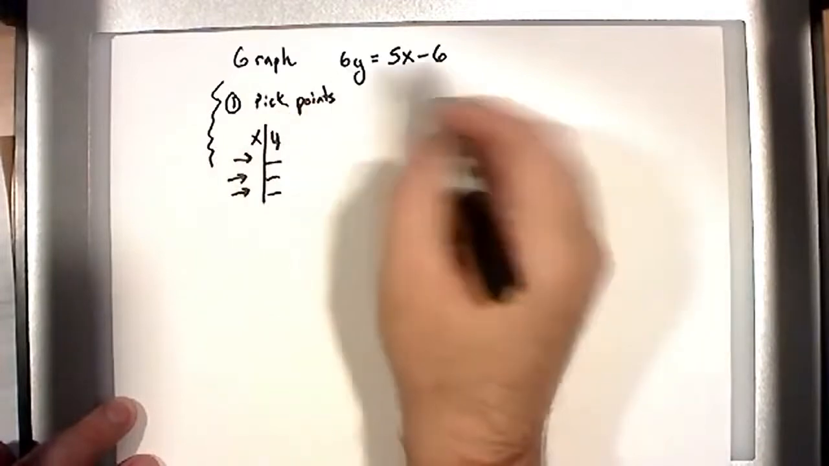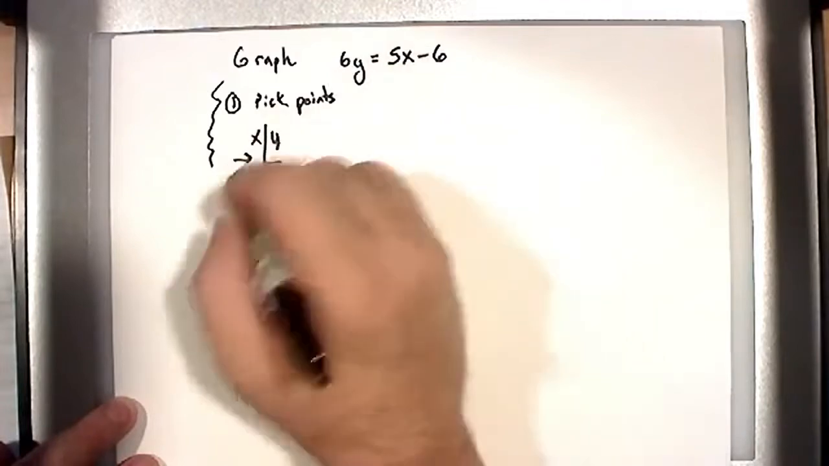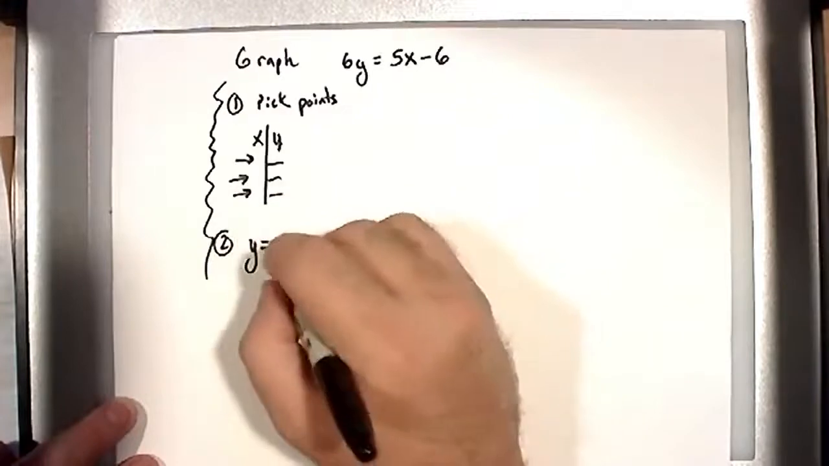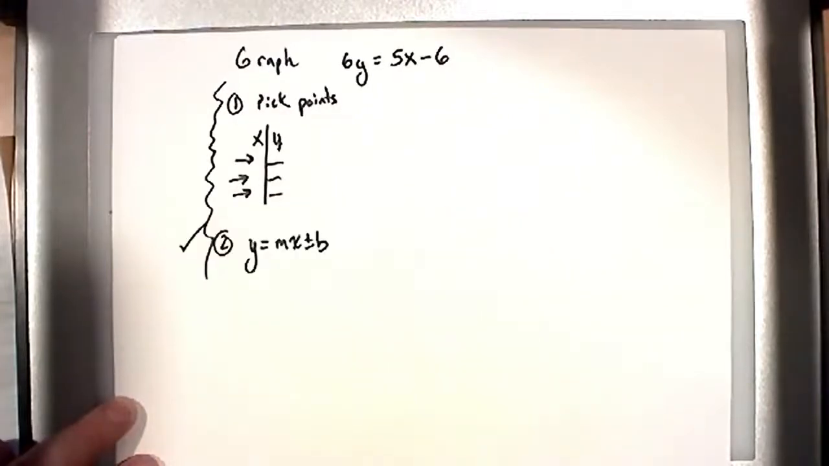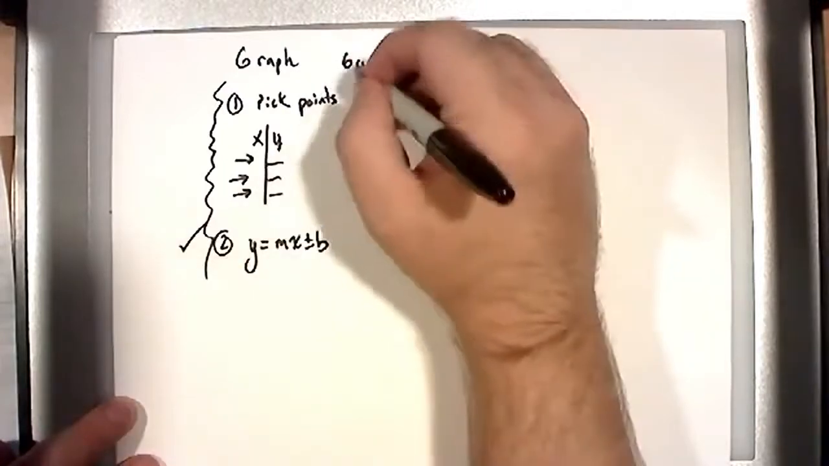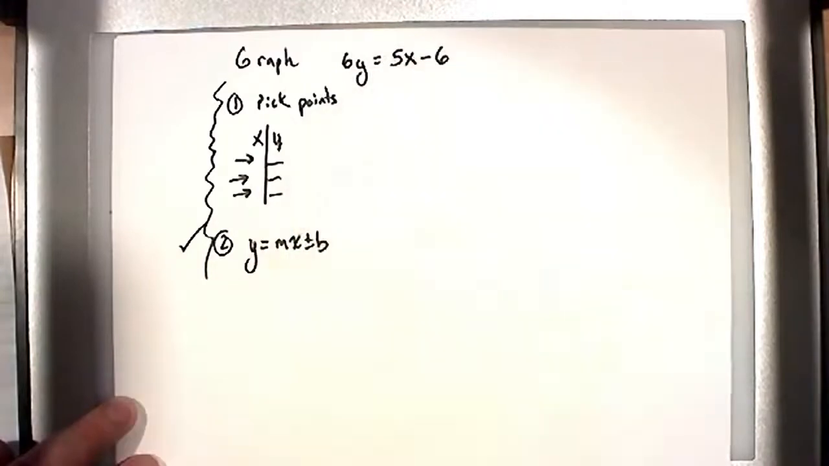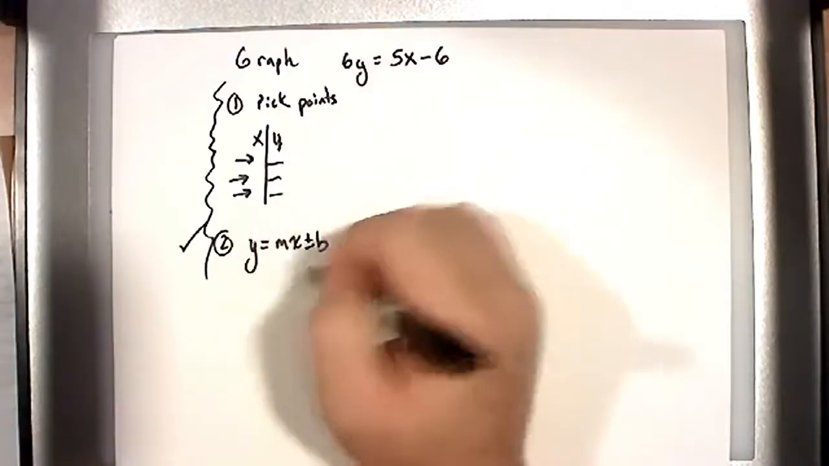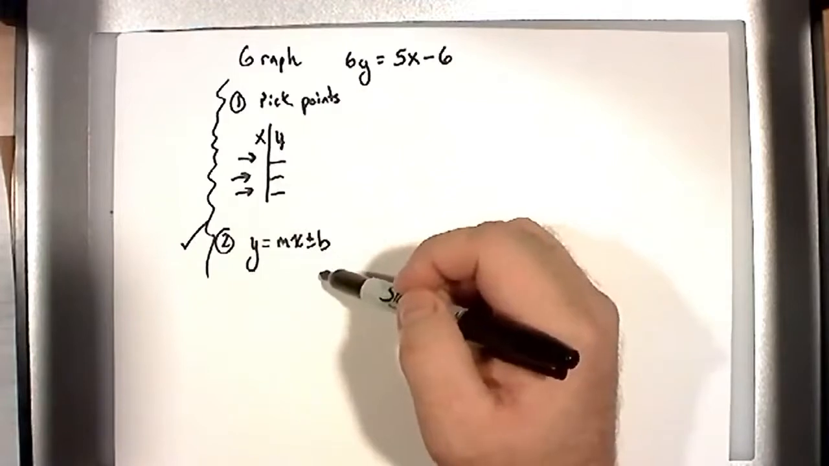That's fine, except it's kind of a pain. You'd have to put in 1 here, you'd have to solve for y. There's a lot of work there. It's possible though. The other way to graph was to use y equals mx plus b. And I think you'd agree this is the one everybody prefers. So wouldn't you agree, if I could get 6y equals 5x minus 6 to look like y equals mx plus b, I could just graph it. So that's the idea. Previously, everything has been in y equals mx plus b format.